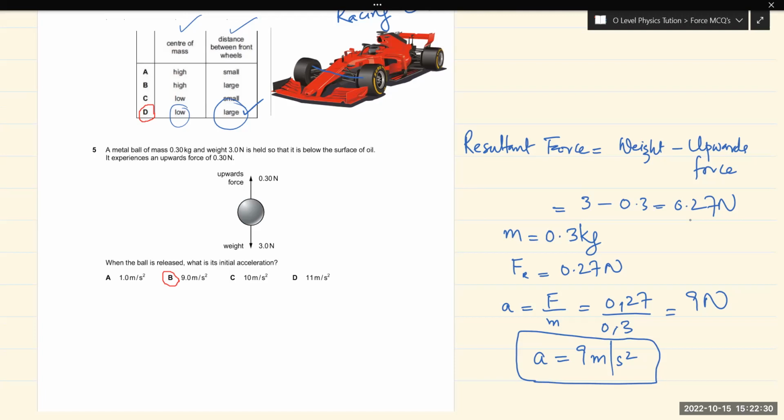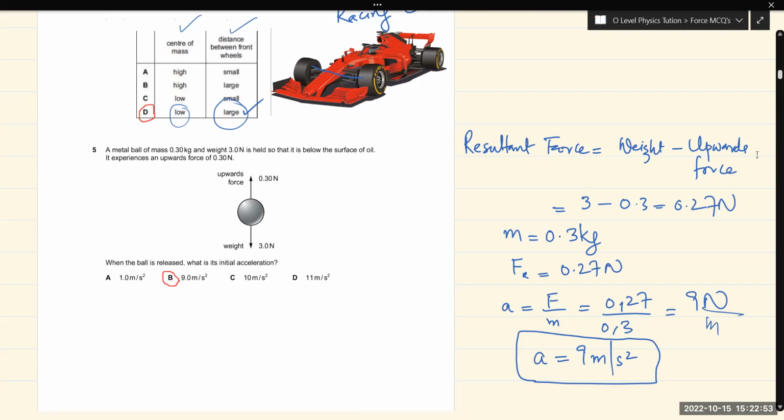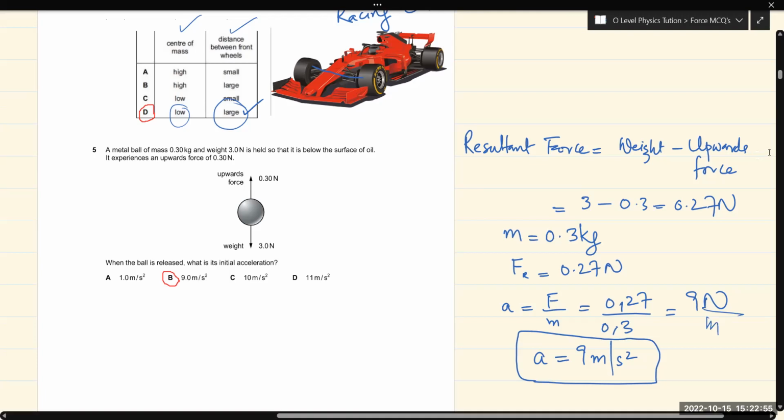Then according to Newton's second law of motion, a is equal to F over m, and 0.27 divided by 0.3 is 9. So the answer is 9 meter per second square, or 9 Newton per kilogram. Okay, we can write it as 9 Newton per kilogram and also as 9 meter per second square. Both are units of acceleration. So the right option is 9 meter per second square.